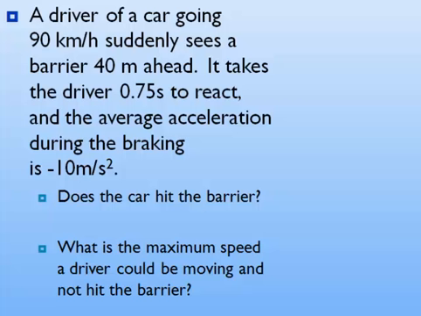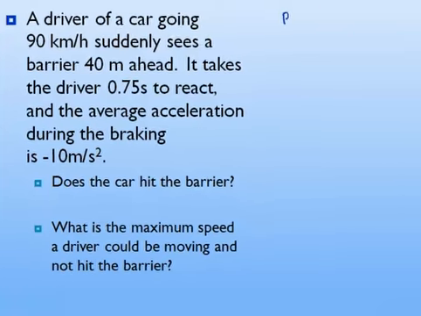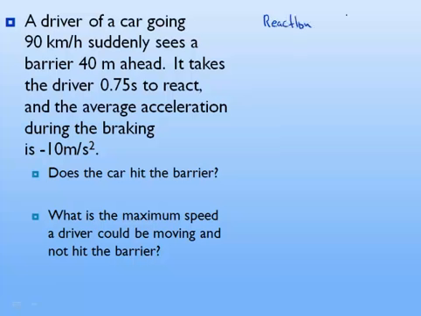Let's make a table of the different values in each of these types of motions. First, for the reacting, and then as the car is decelerating. Each of these stages has their own values for the initial and final positions, the initial and final velocities, the accelerations, and the time. For the reaction stage, the initial position is 40 meters away from the barrier.